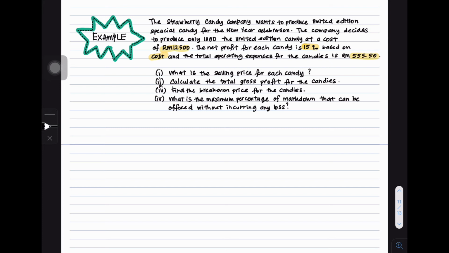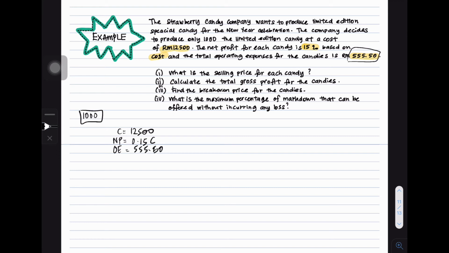So let's list down the information first. So kita kena ingat yang ini semua adalah untuk 1,000 pieces of candy. Alright. So cost dia adalah RM12,500. Then we have the net profit dia nak adalah 15% daripada cost. So 15% is 15 out of 100, which is 0.15, and dia daripada cost, therefore kita ada 0.15C. Alright. Then the total operating expense. Sekarang operating expense ni is not for each candy, tapi total. Maksudnya untuk 1,000. Okay, so total adalah RM555.50.